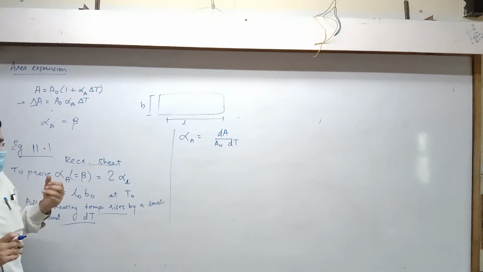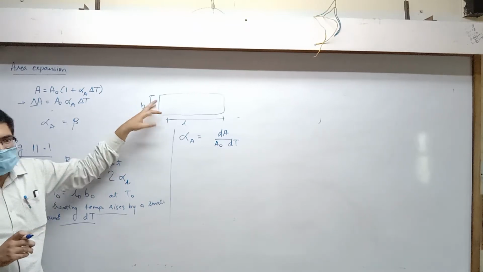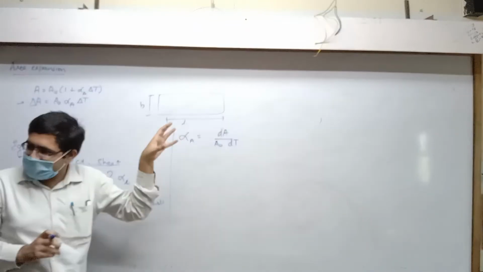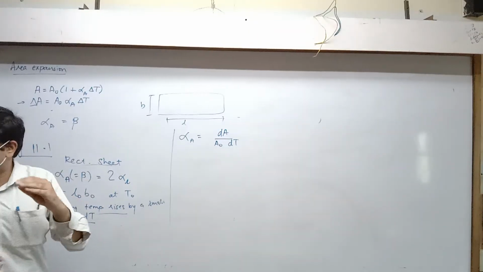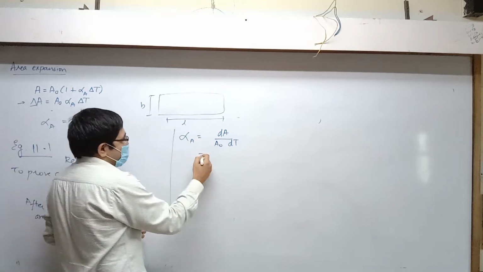Now the truth is that length and breadth would be varying. Like I said, when you heat this, temperature will increase, so that will cause the length and the breadth to increase. So what are the variables?